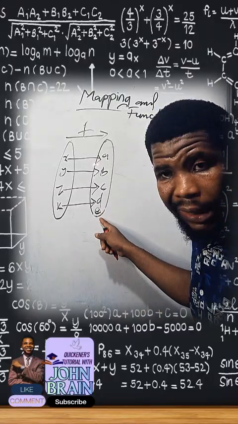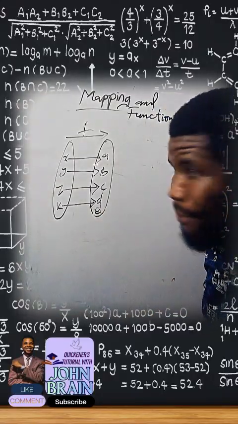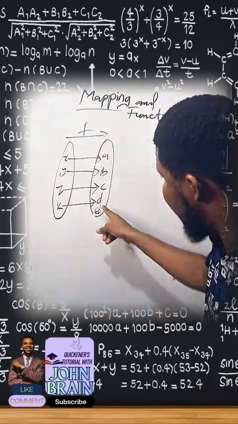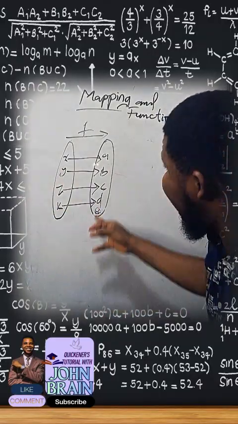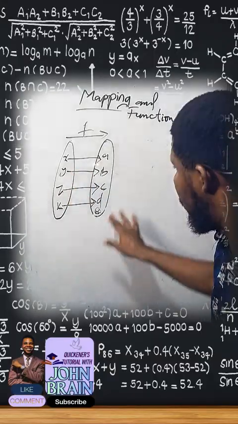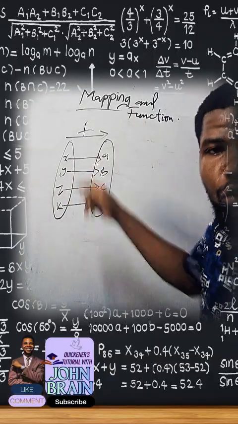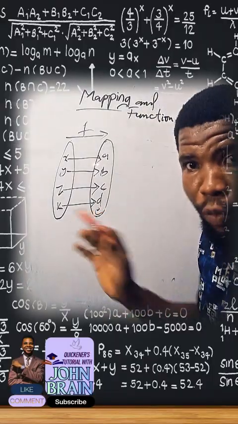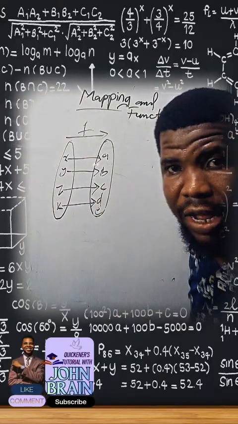But in this one, onto mapping, there is no extra one that is not an image like this one now. There's no extra one that is not an image from this domain. So this one is not there. So this is onto mapping. Alright? But if this one is here, it's not an onto mapping because this one is not an image of any element.